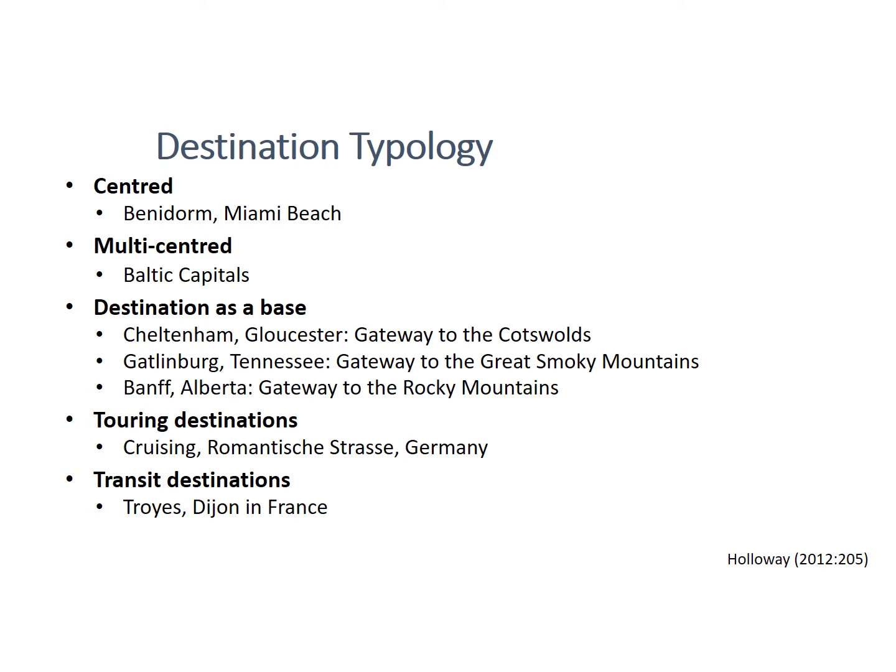Destination typology: centered, Benidorm, Miami Beach; multi-centered, Baltic capitals. Destination as a base, Cheltenham, Gloucester, gateway to the Cotswolds; Gatlinburg, Tennessee, gateway to the Great Smoky Mountains; Banff, Alberta, gateway to the Rocky Mountains. Touring destinations, cruising. So you've got so many different places to go, and then you've got transit destinations as well: Troyes, Dijon in France. Again, it's suggested by Holloway 2012.